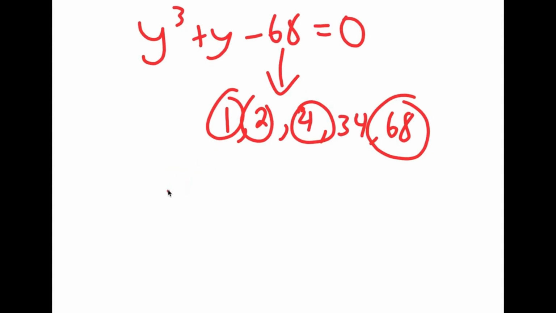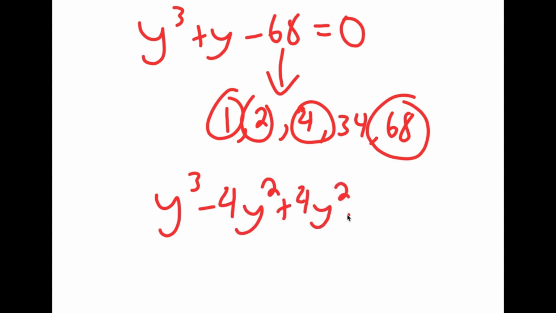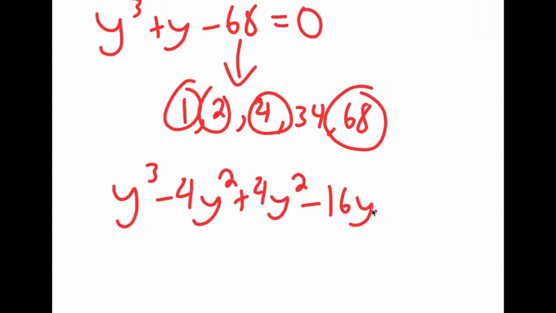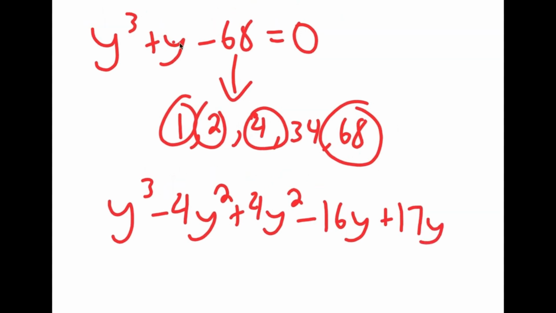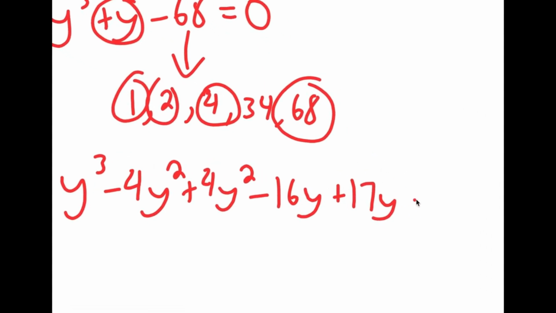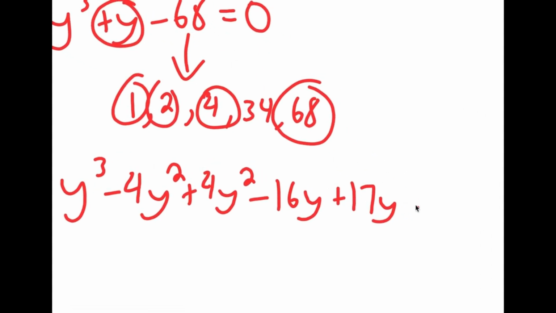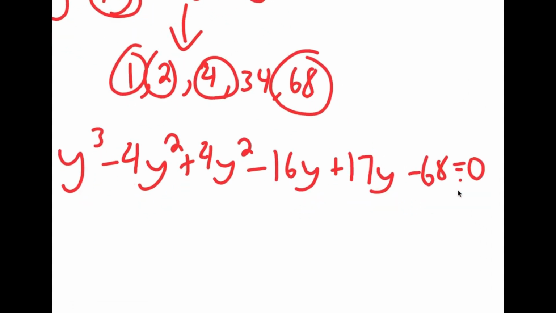for my original equation here, y to the power of 3, I'm going to rewrite this as y to the power of 3 minus 4y squared plus 4y squared minus 16y, which is 4 squared, plus 17y, because negative 16y plus 17y is equal to y, and finally minus 68 at the end is equal to 0.